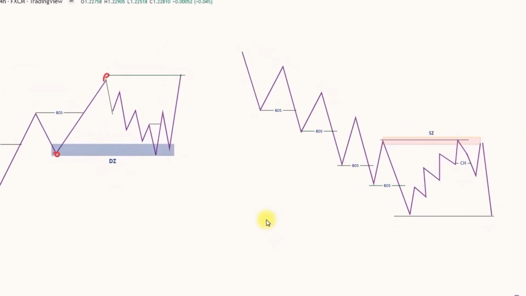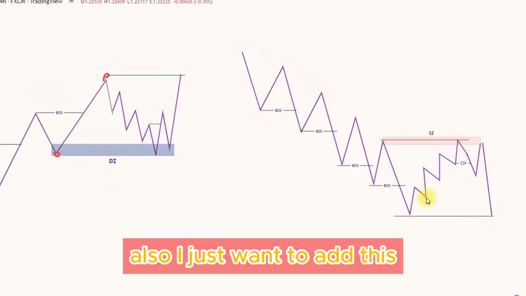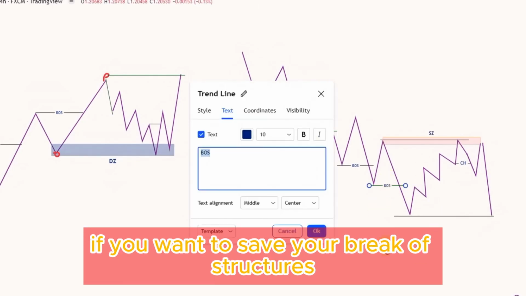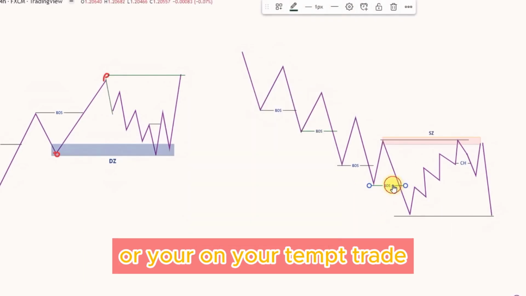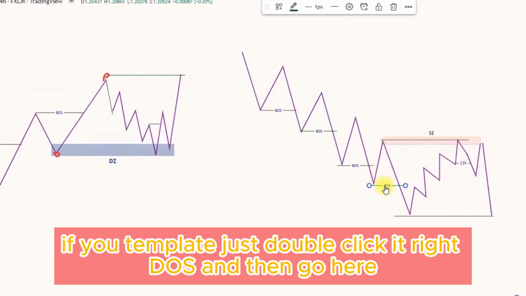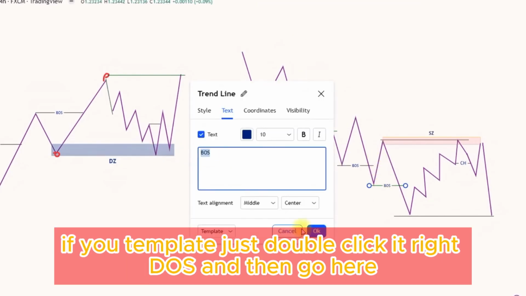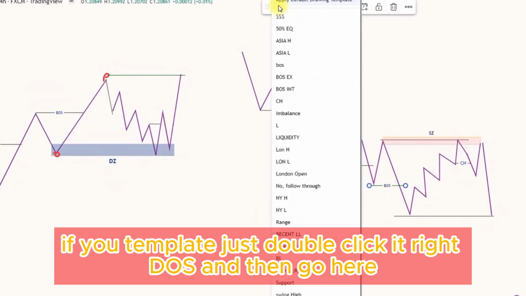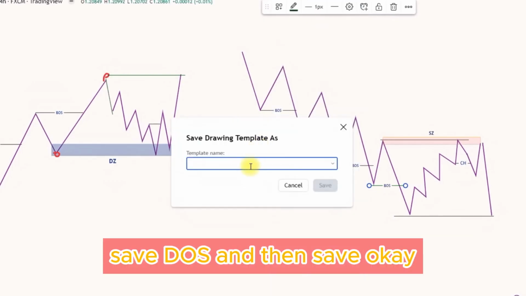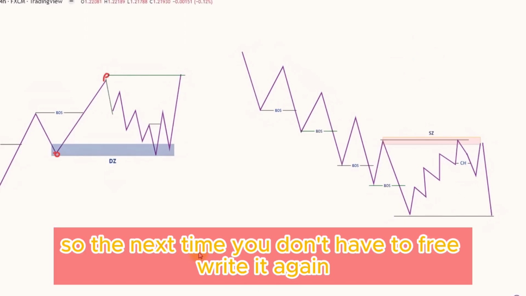Okay? Also, I just want to add this. If you want to save your break of structures on your TradingView template, just double click it, right? BOS, and then go here, save, BOS, and then save, okay? So that next time you don't have to rewrite it again.